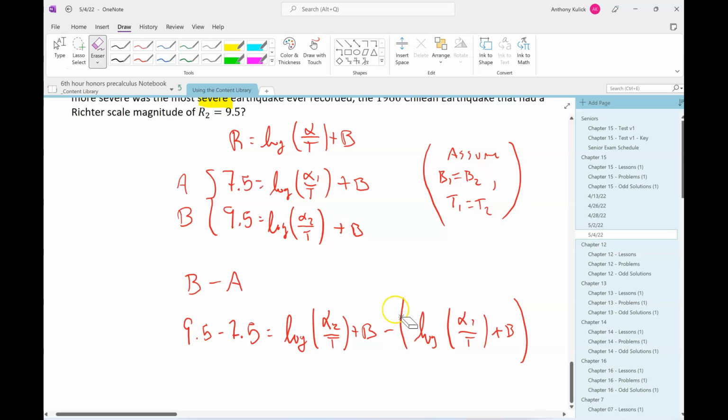Well, first thing I'm going to do is I'm going to distribute that negative sign. So I can do that. Everybody's good? What do you notice I can do once I've done that? The B's cancel out, right? Righteous. So I'm left with log of alpha 2 over T minus log of alpha 1 over T. What can I do with that?